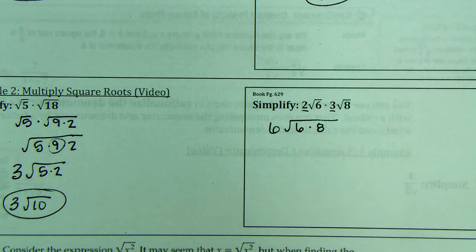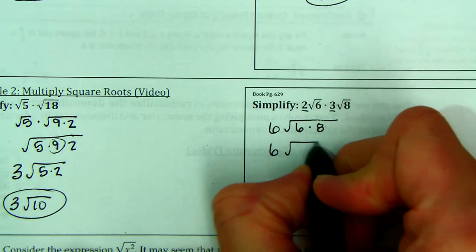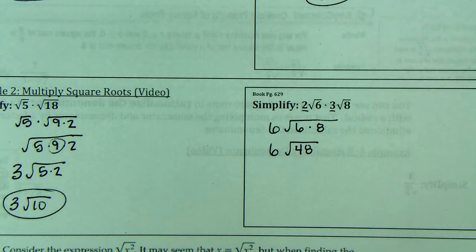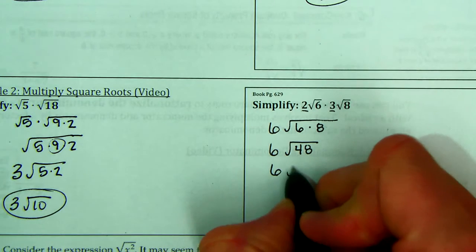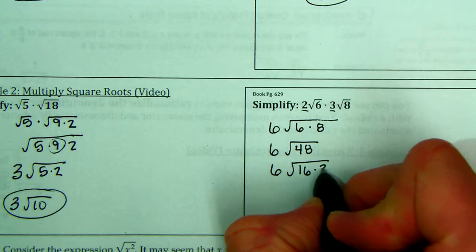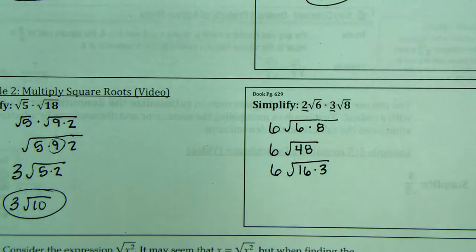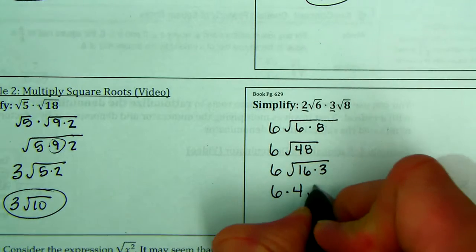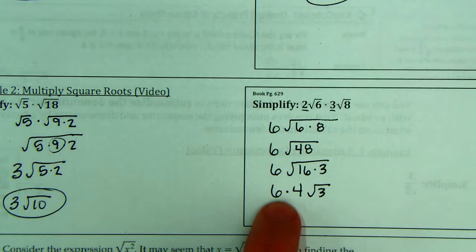And what perfect square goes into 48? How many of you know? It is 16. Do you know how many times 16 goes into 48? 3. So 16 times 3 gives me 48. The square root of 16 is 4. So when I take a 4 out, if there's already a number out front, I have to multiply them. So 6 times 4 is 24, and times the square root of 3.